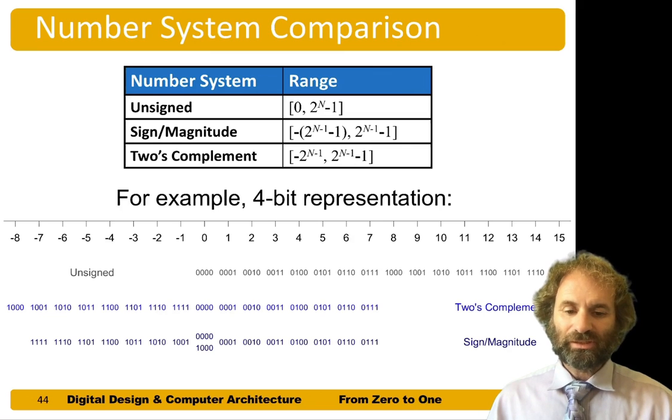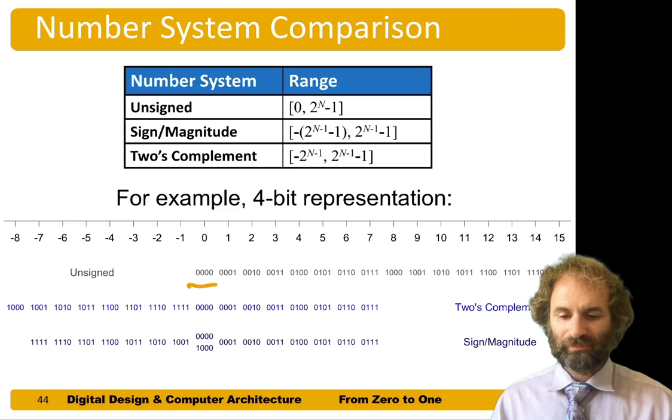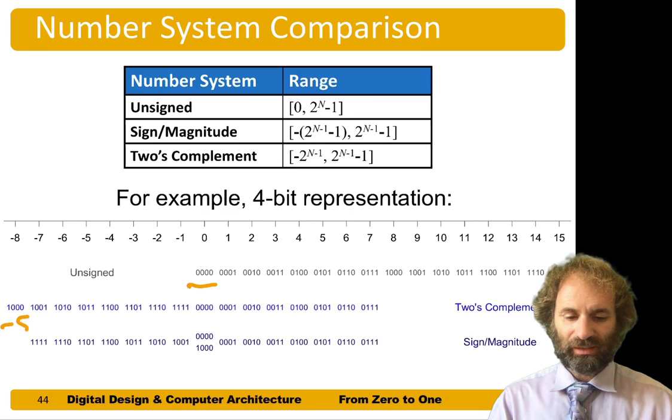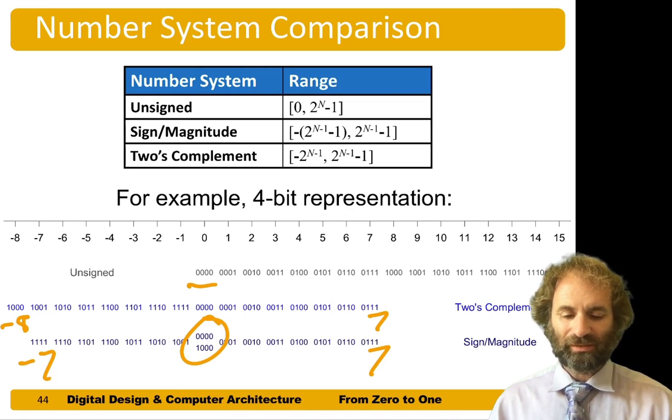So let's summarize by comparing the range of numbers. Unsigned numbers, say for a 4-bit number, would go from 0 to 15. A 4-bit 2's complement number would go from minus 8 to positive 7. And a 4-bit signed magnitude number would go from negative 7 to positive 7 with both positive and negative 0.